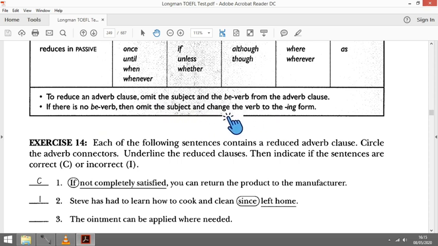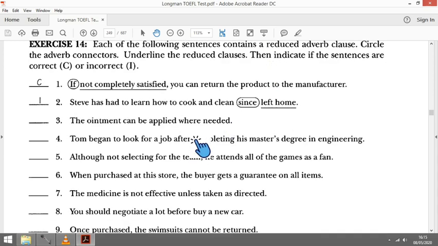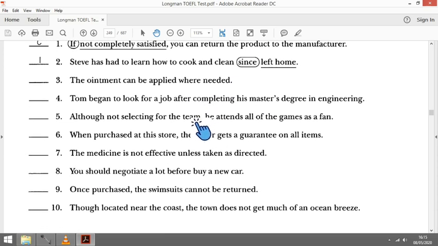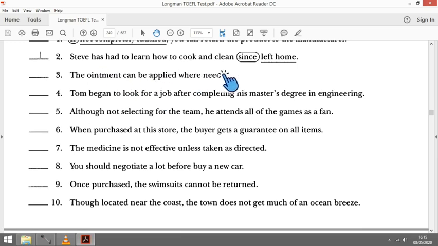Okay, number 2. Steph has had to learn how to cook and clean since he left home. This is subject, this is verb, so it's a connector. Actually there's a subject here and a verb, since he left home, so we reduce the subject and the verb. If we want to reduce the subject and the verb, we have to change this one to be leaving, not left. So number 2 is incorrect.